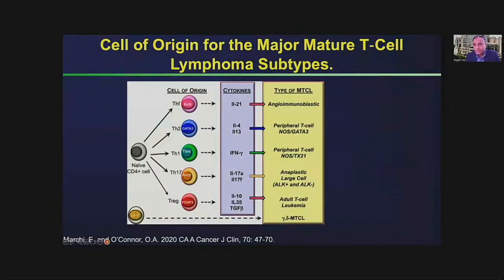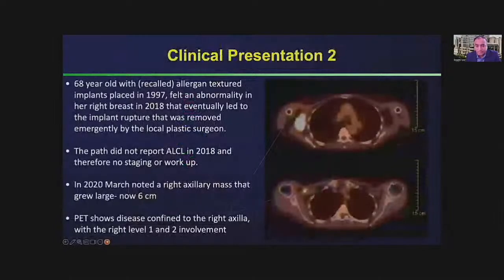If you look at the cell of origin of the mature T cell lymphoma subtypes, particularly anaplastic large cell lymphoma, ALK positive and ALK negative, they are Th17 driven processes. And it's important that this is kept in mind. And this particular patient chose not to receive anything and was observed and went on to receive cryotherapy.